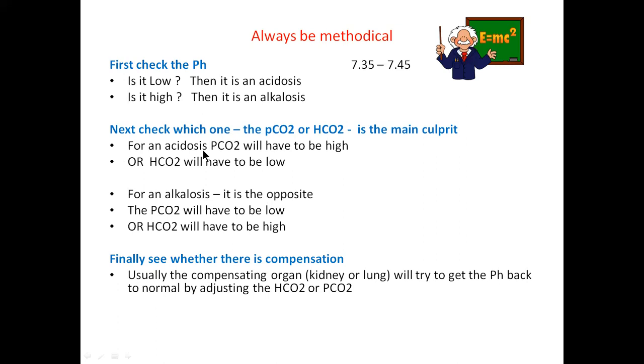Okay, so if it is an acidosis and it is of the respiratory kind, then the PCO2 will be high, right? And if it is an acidosis of the metabolic kind, the bicarb will be low, right? So in the alkalosis, it will be the opposite. And then finally, you see whether there's a compensation, just like we talked before. If it is the kidneys, they mess around with the bicarb. If it is the lung, it'll be messing around with the PCO2.